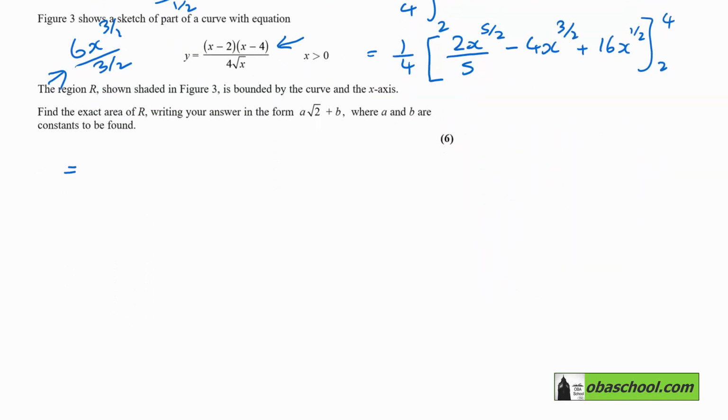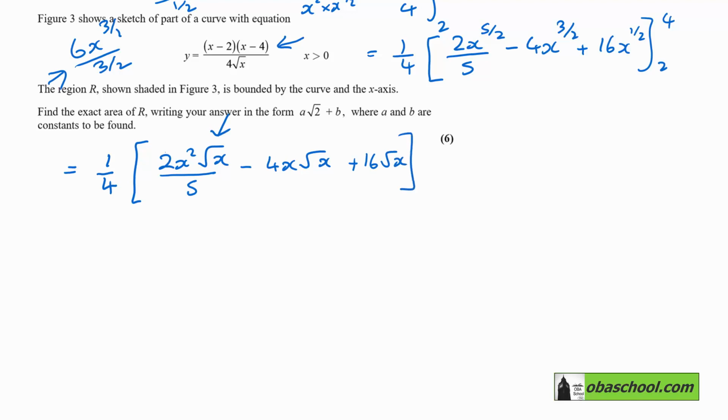I'm just going to rewrite this a little bit. x to the 5 over 2, my favourite way of writing that, since that is x squared times x to the half, is x squared root x. And I prefer it to be back in radical form before I substitute in. And then we've got 4x root x. And then we have 16 root x. And that's going from 2 to 4.